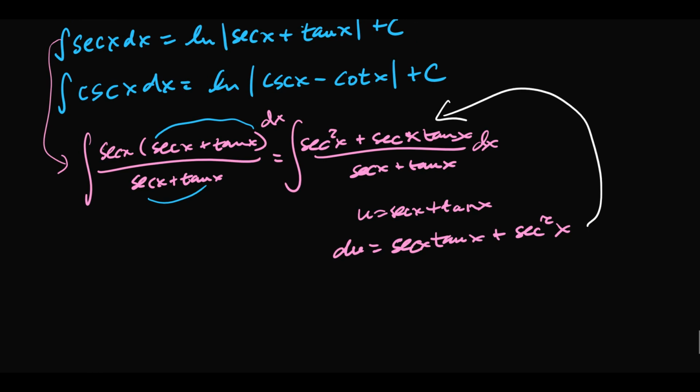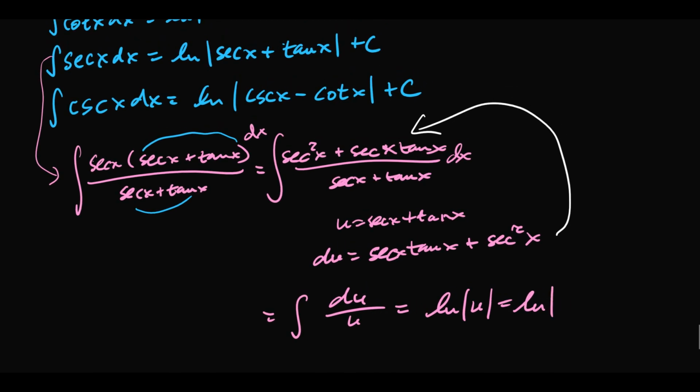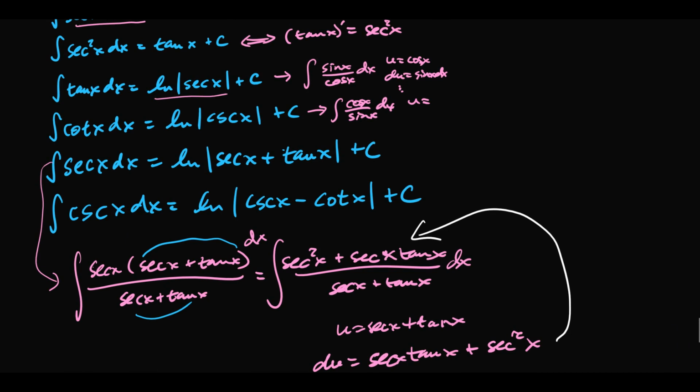So we get the integral of du over u, which then is the natural log of the absolute value of u, which then is the natural log of what we had u represent, which is secant x plus tangent x, and then it's plus c. And there you have it. So that's how you get that. It comes up enough that you need to know this one, so please memorize this one. And then cosecant is similar.